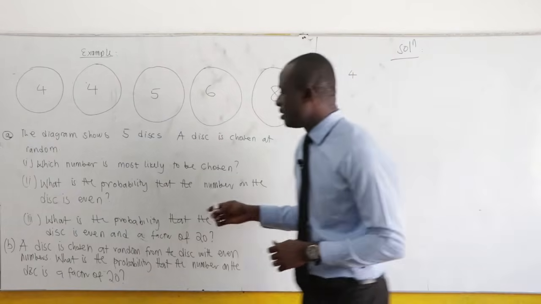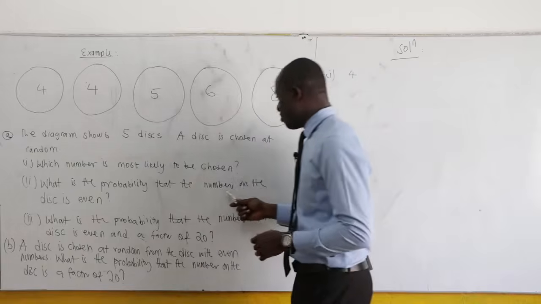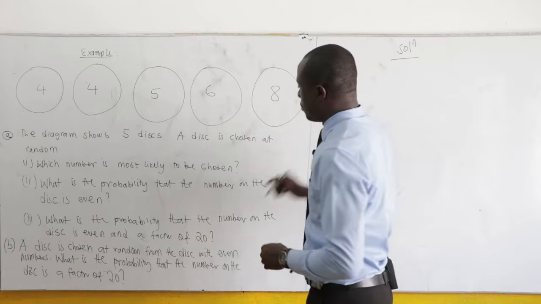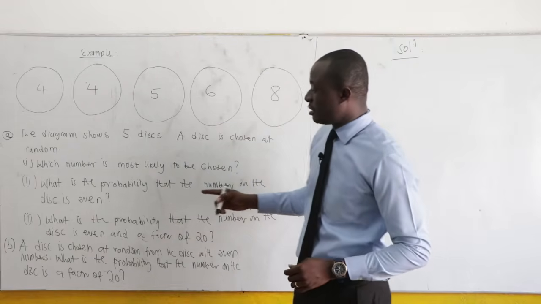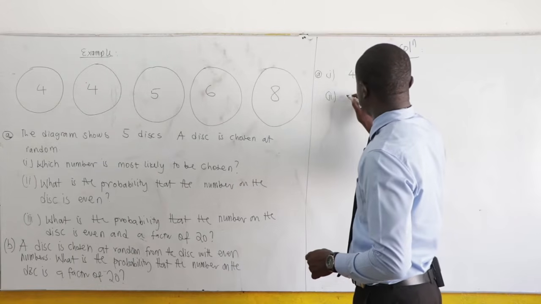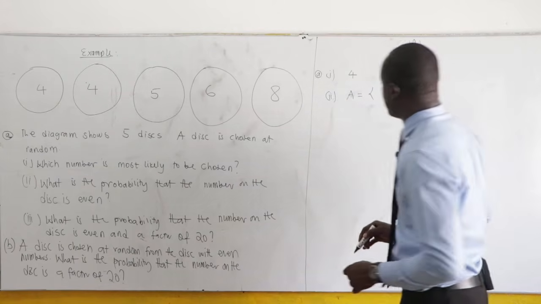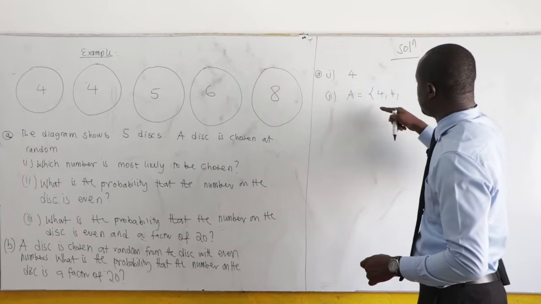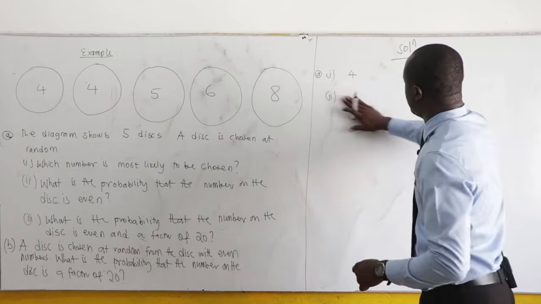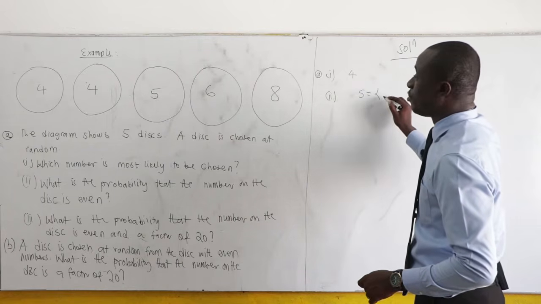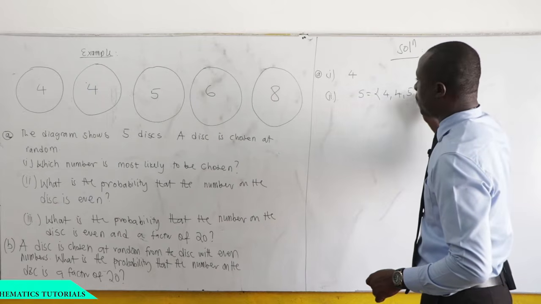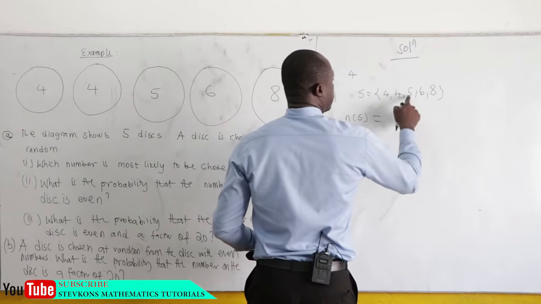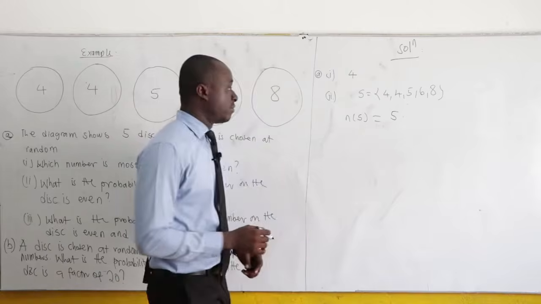Now, the next one says, what is the probability that the number on the disc is even? Now, let's list them. Let's suppose that A is that particular event. You can see we have 4, 4, even. But first, let's come out with the sample space. Our sample space will be everything. That is 4, 4, 5, 6, 8. The number in the sample space, 1, 2, 3, 4, 5, is 5.